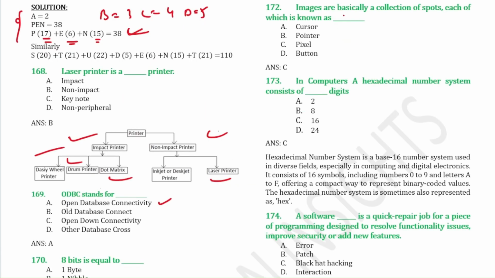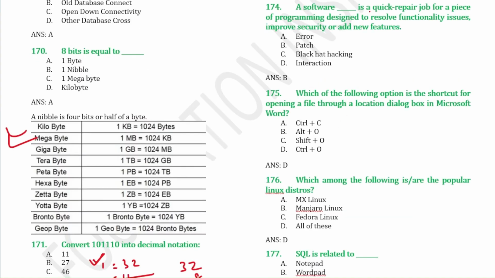Next question, images are basically a collection of spots, each of which is known as a pixel. A computer hexadecimal number system consists of 16 digits. Next question, a software patch is a quick repair job for a piece of programming designed to resolve functionality issues, improve security, or add new features.